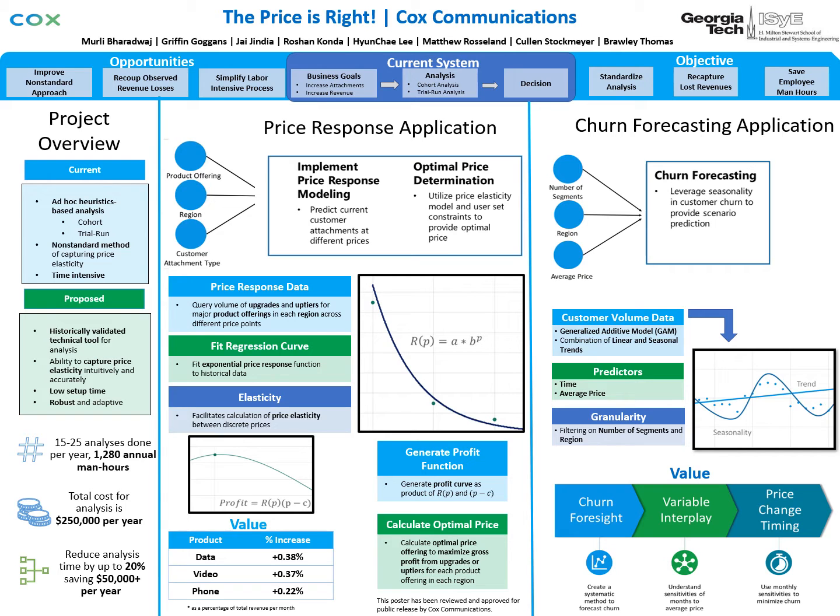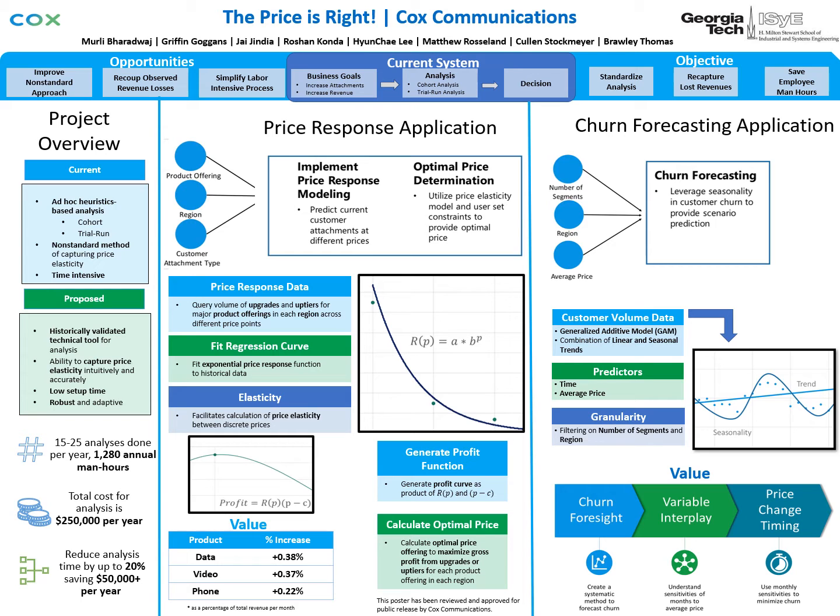poster. The inputs for this deliverable include a specific product offering, a specified region, and lastly, a customer attachment type, which can either be an upgrade or an up tier. These inputs are used to implement price response modeling and determine optimal price for a specific product in a specific region. We implement price response modeling by querying the volume of either upgrades or up tiers for each specific product in a specific region across different price points on average.